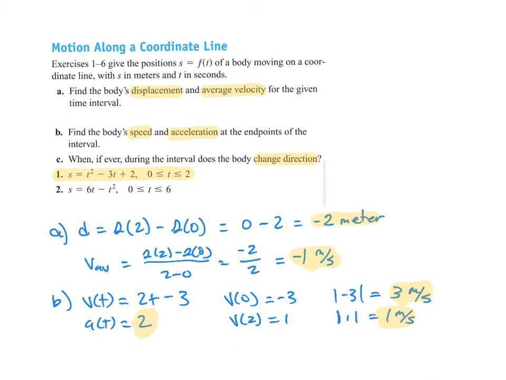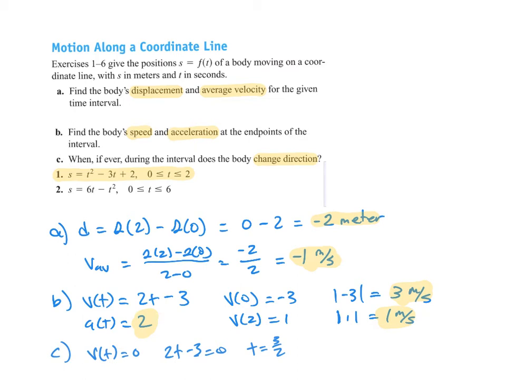it says, when, if ever, does the particle change direction? Well, the only place that it might possibly change direction is if the velocity ever equals 0. When you're moving forward, you're moving in the positive direction. When you're moving backwards, you're moving in the negative direction. So the only place where you have changed from positive to negative could be at 0. So the way we find the candidates for places where it might change direction is we set v of t equal to 0. In other words, I do 2t minus 3 equals 0, and I find out that my candidate is t equals 3 over 2, or 1.5.